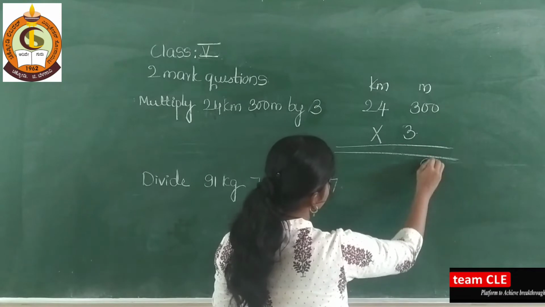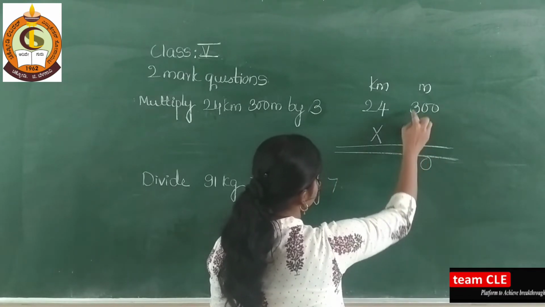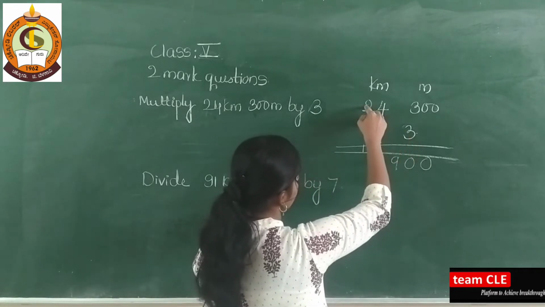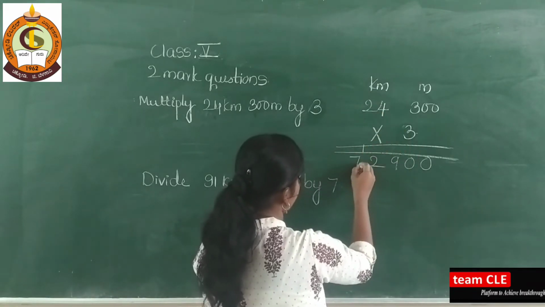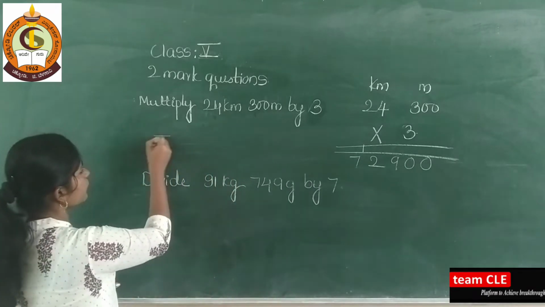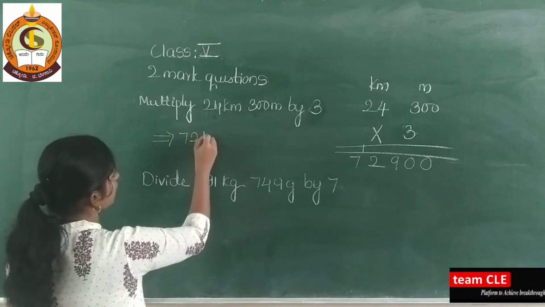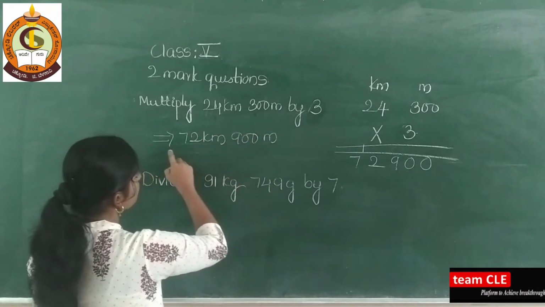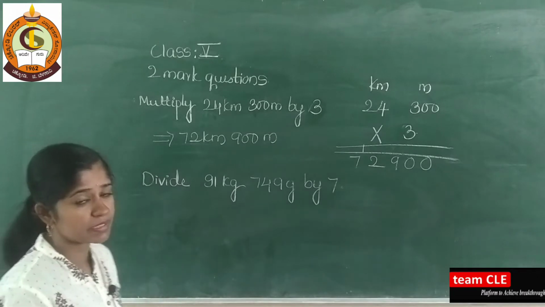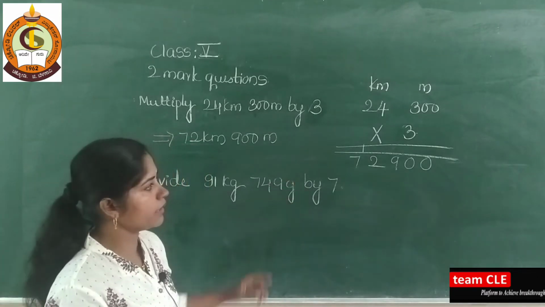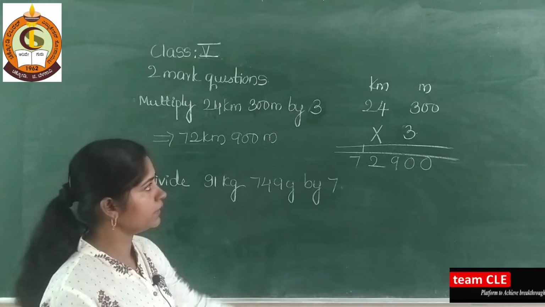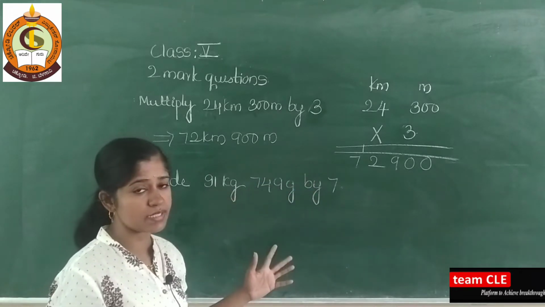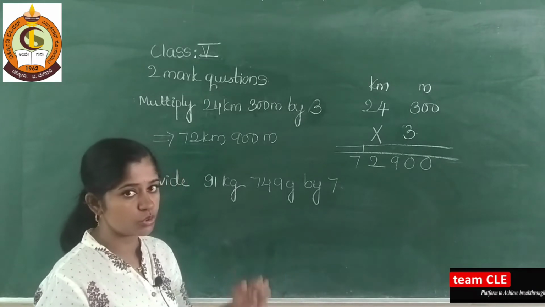7 into 0 is 0, 7 into 0 is 0, 7 3s are 21, write 1 and carry 2, 7 4s are 28, 28 plus 2 is 30. So the answer is 72 kilometer 900 meter. Okay, you multiply the same way as normal digits, but writing kilometer and meter is important. There are more examples of this kind in your textbook, so do practice them.